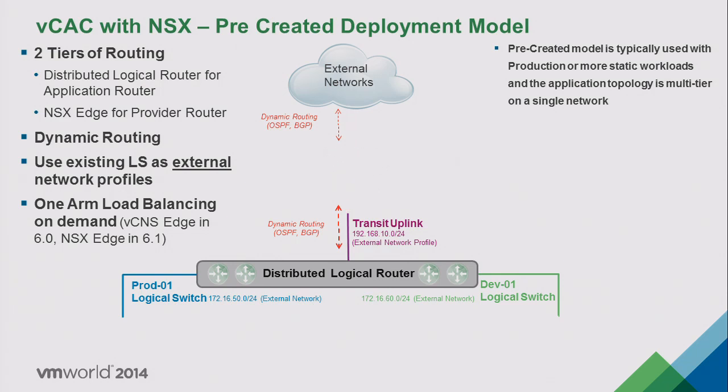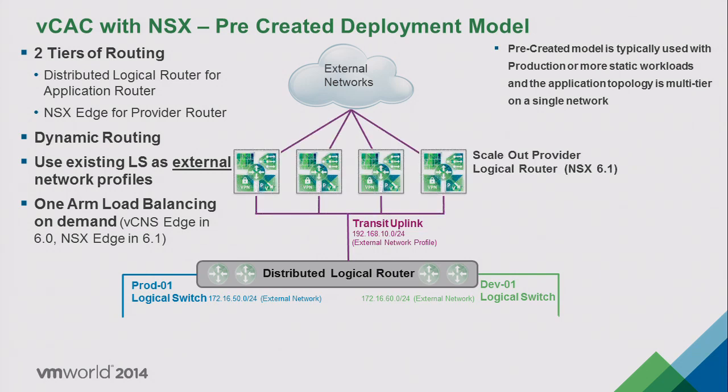So we could actually swap out our active standby edge gateway and deploy a scale-out provider router. And in fact, we support up to 8-way ECMP in NSX 6.1. So now that north-south bandwidth can be scaled up dramatically. All paths will be active between the distributed router and our edge gateway, and we can also do ECMP with our physical network. So this topology really enables you to leverage a lot of the functionality in NSX.